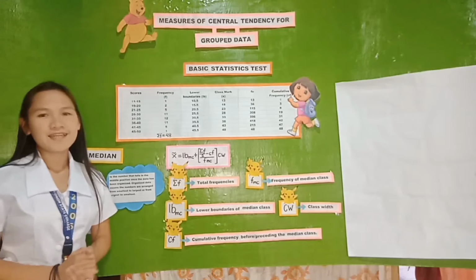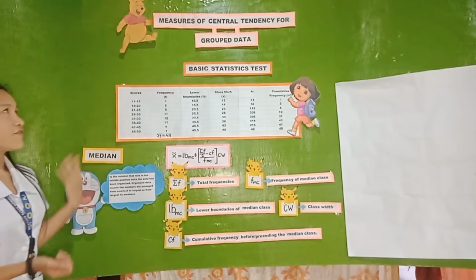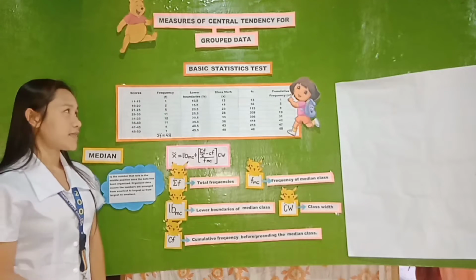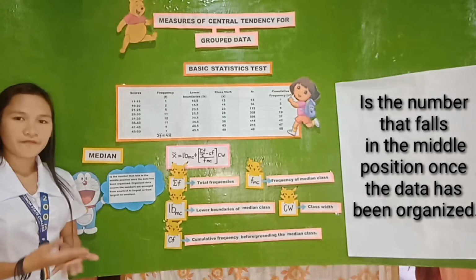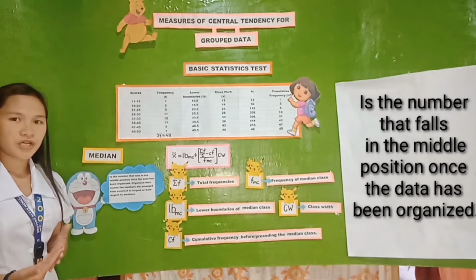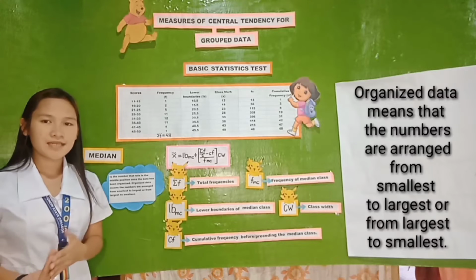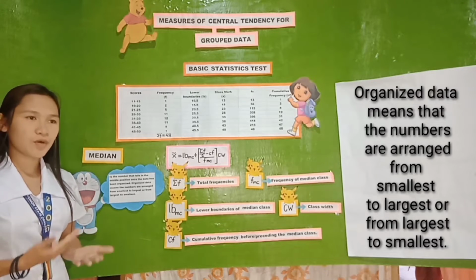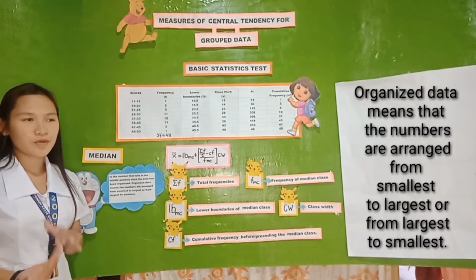Good day, I am Aizanas Mamatan and I will discuss the median of the measures of central tendency for group data. So what is median? Median is the number that falls in the middle position once the data has been organized. Organized data means that numbers are arranged from smallest to largest or from largest to smallest.